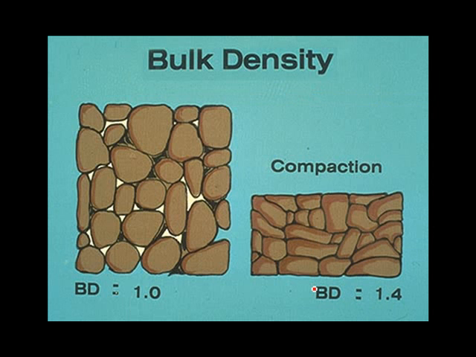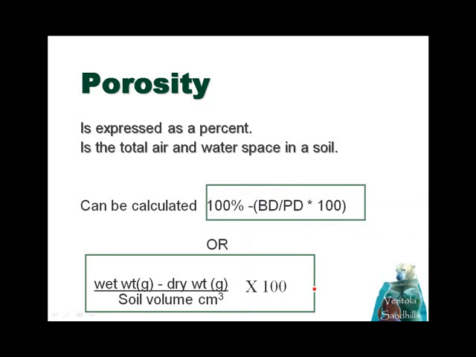Porosity. Porosity is a percent. It's going to be the percent of total air and water space in the soil. So if we dry out the soil, we can calculate this because we know it's going to be the difference between the particle density and the bulk density. So 100% minus the bulk density divided by the particle density. Remember, the bulk density is always going to be smaller than the particle density. Times 100 will give us the percentage of pore space. And it should hopefully be around 50%.